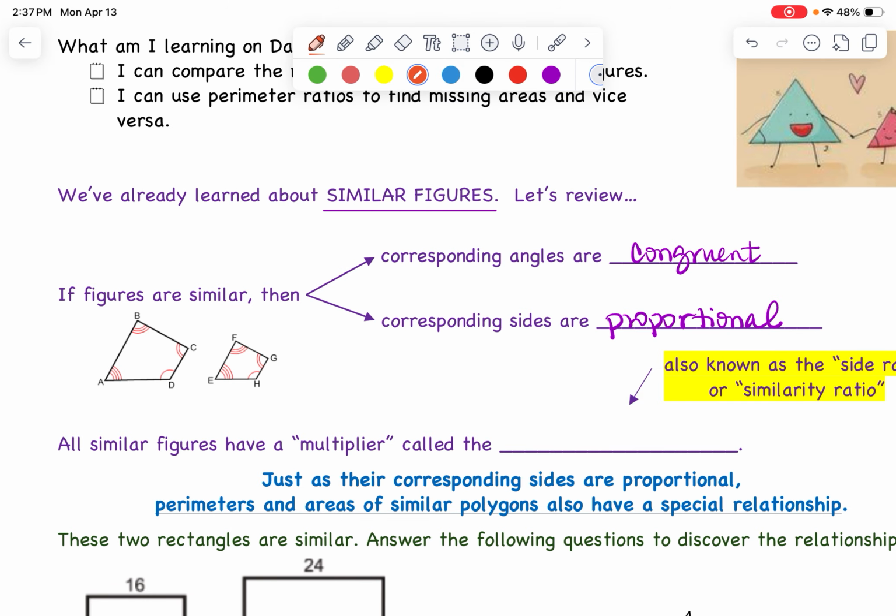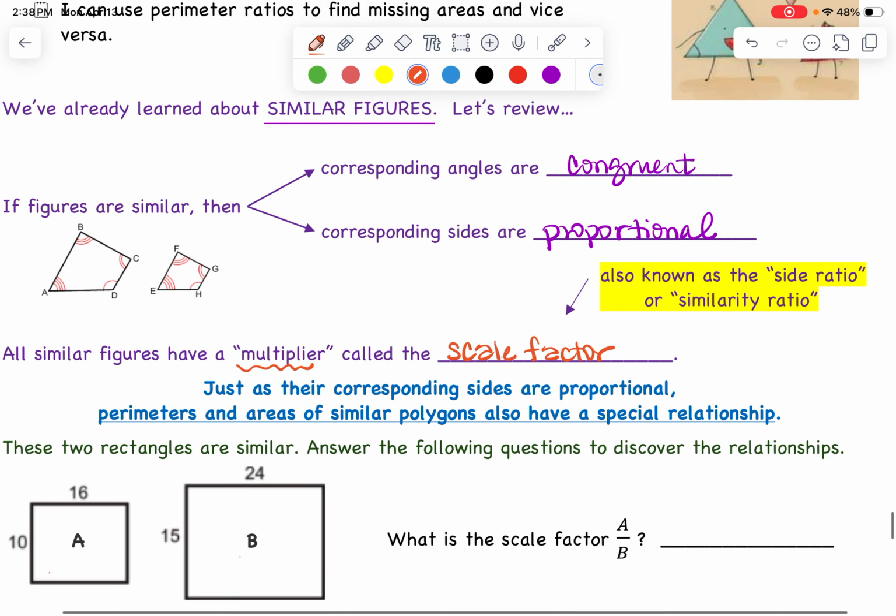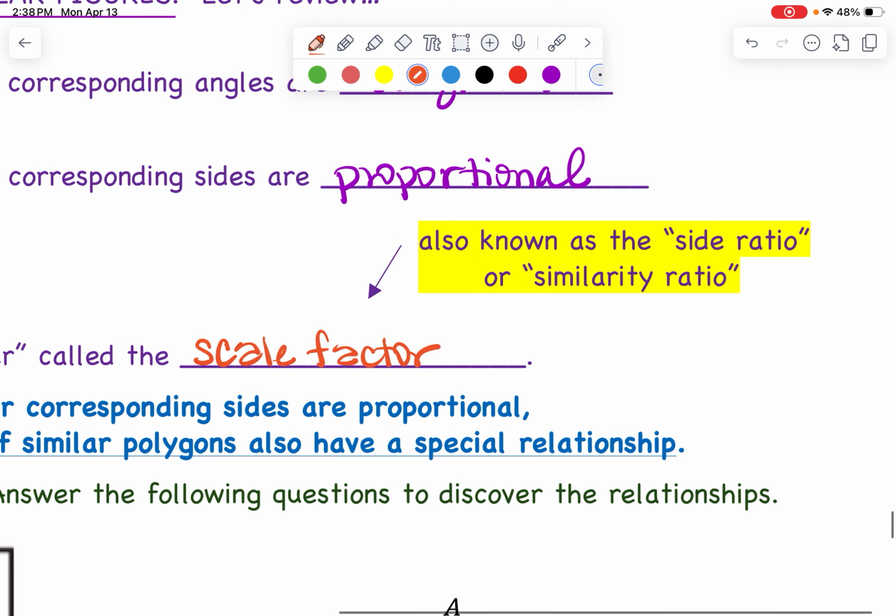We've talked about this before, that all similar figures have a multiplier that we refer to as the scale factor, or your dilation factor, if you want to think about it that way. If I see a scale factor of 2, then all the side lengths of my larger similar figure are twice as long as the original. Or vice versa, if my scale factor is a half, then the side lengths are all half as long as the original figure. We're also going to be referring to scale factor as side ratio or similarity ratio.